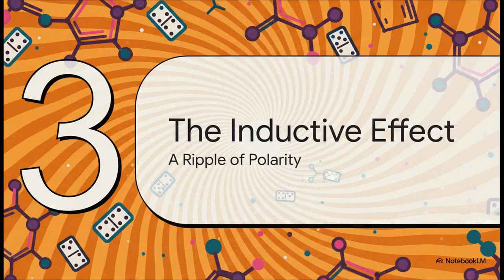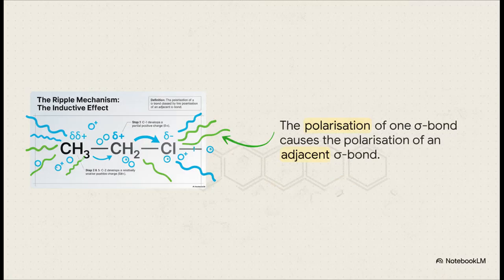Now, what's really cool is that this one polar bond doesn't just exist by itself. Its effect can actually be felt by its neighbors, creating this sort of domino effect, or a ripple, that travels right through the molecule's skeleton. And that transmission of polarity is exactly what we call the inductive effect. Let's watch exactly how this ripple happens.